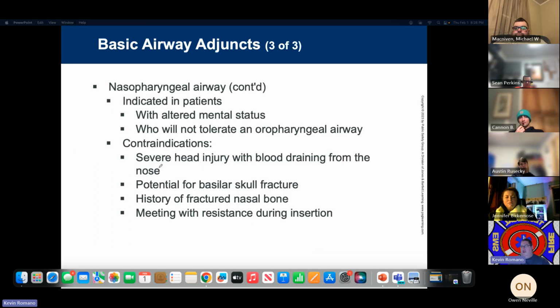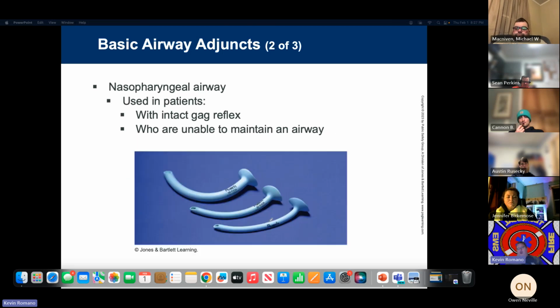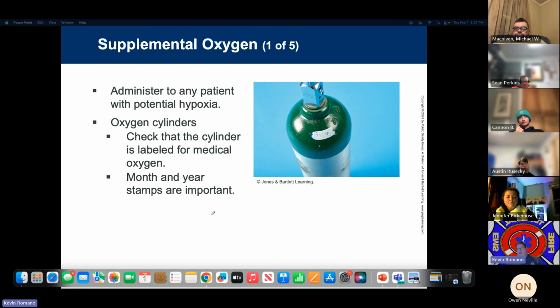Right. Contraindications: severe head injury with blood draining from the nose. Basilar skull fracture, contraindication. History of fractured nasal bone. If you meet resistance, do not shove it in harder. Stop. Please do not shove these things in with force. They should be able to slide right in. The big thing to take home from all this, remember, the bevel side goes towards the septum of the nose.